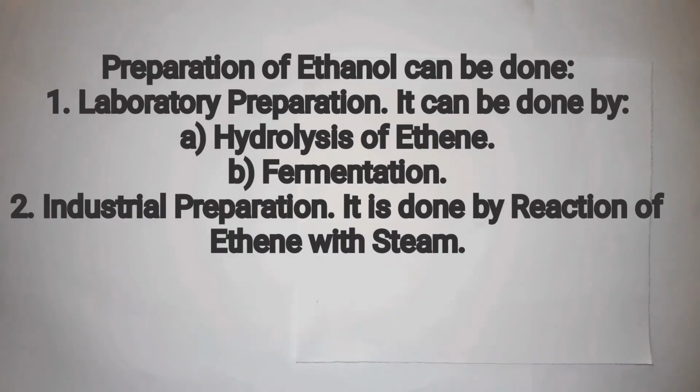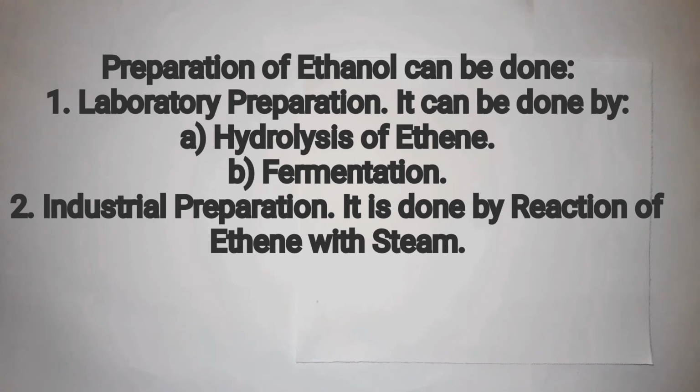Welcome. In this lesson, we will discuss preparation of alkanols, specifically preparation of ethanol. Mainly, there are two ways in which ethanol can be prepared. It can be prepared in the lab, or it can be done industrially. So, under lab preparation, mainly we have two ways. One is hydrolysis of ethene. The other one is fermentation.